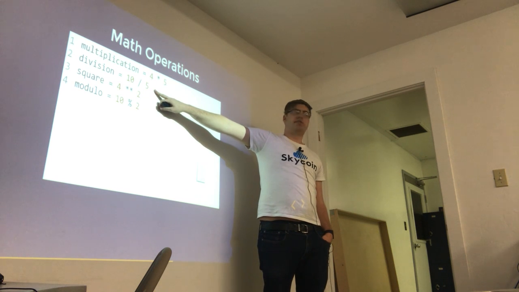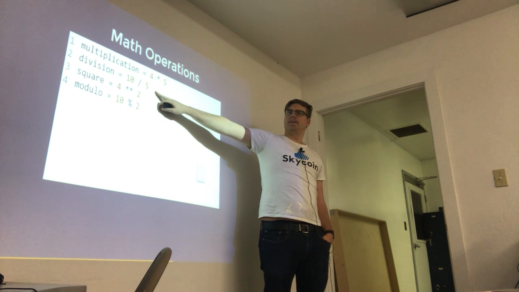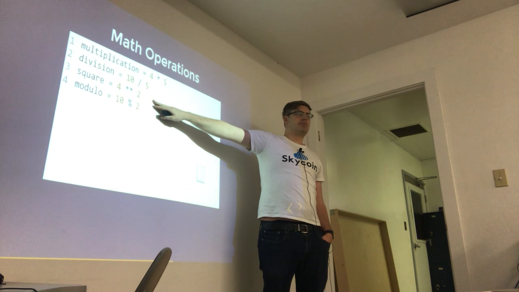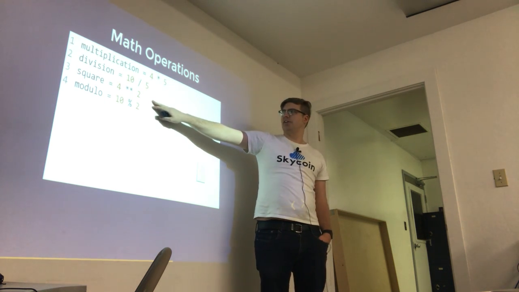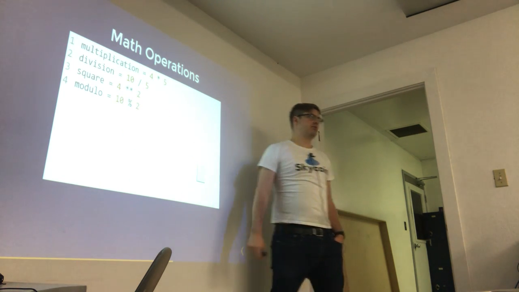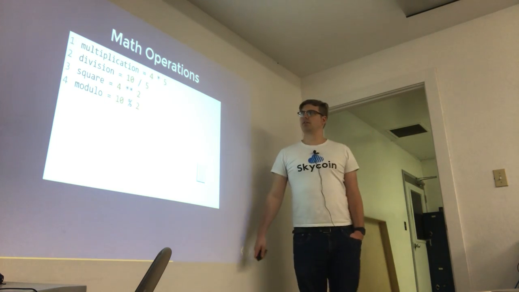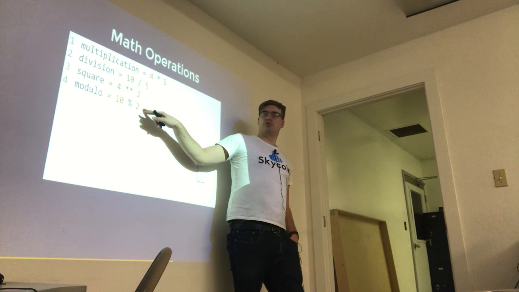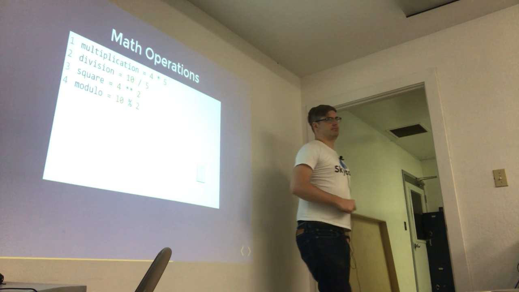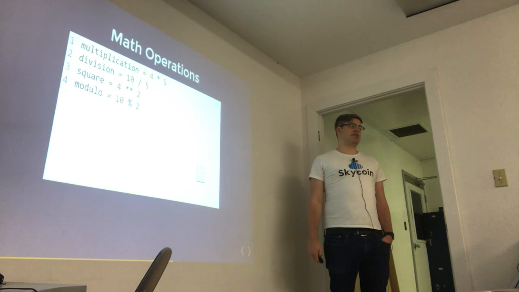Go ahead and do 10 divided by 5. 2. What'd you get? 2.0. Perfect. All right. Now do 4 squared, 4 to the power of 2. 16. Perfect. And then try modulo. I will explain what a modulo is in just a minute. 0. Perfect. Yes. Modulo is the top of the remainder.